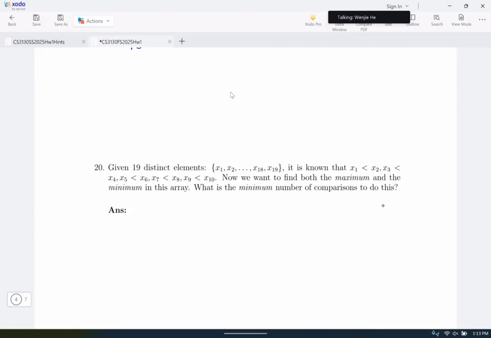Number 20, based on the hint. So you did quite well. We followed the hint. First, without considering the condition, we have a formula. After that, because this condition can save us 5 comparisons, then we minus 5.